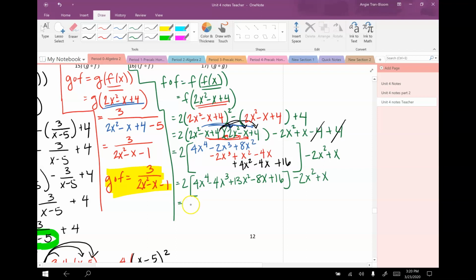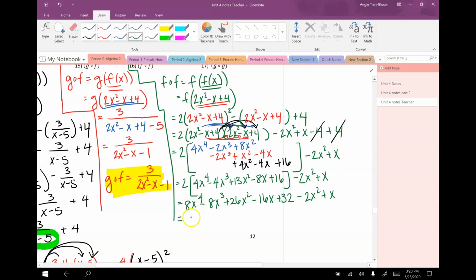And from here, distribute the 2. 8x to the 4th, not 4x, I need to distribute the 2. 8x to the 3rd plus 26x squared minus 16x plus 32. And then drop these 2 guys down because we are about to combine like terms.